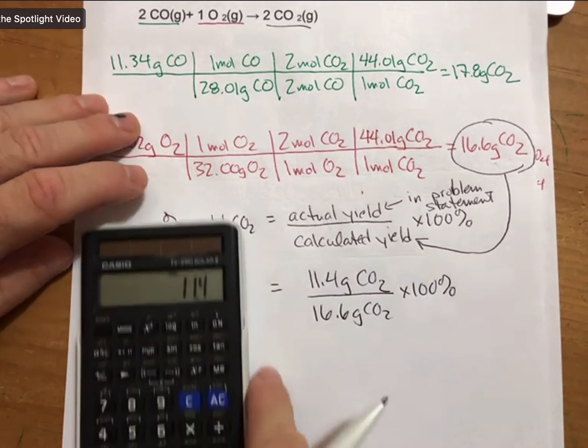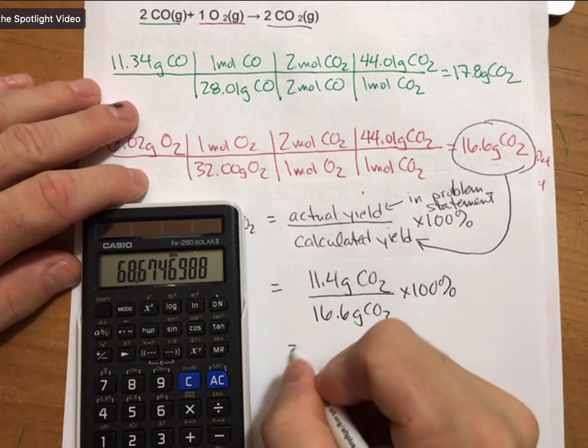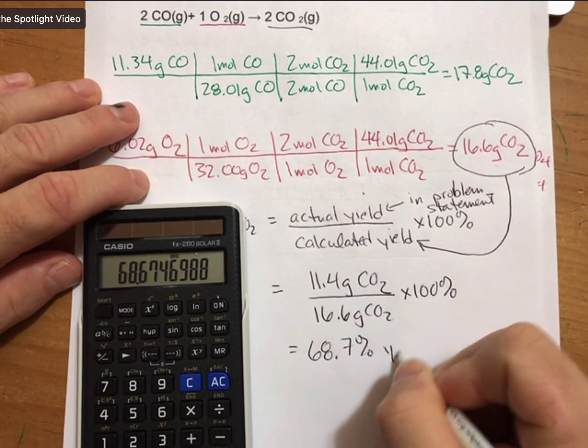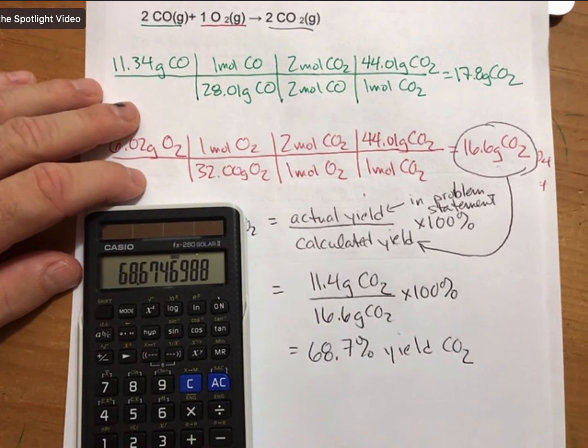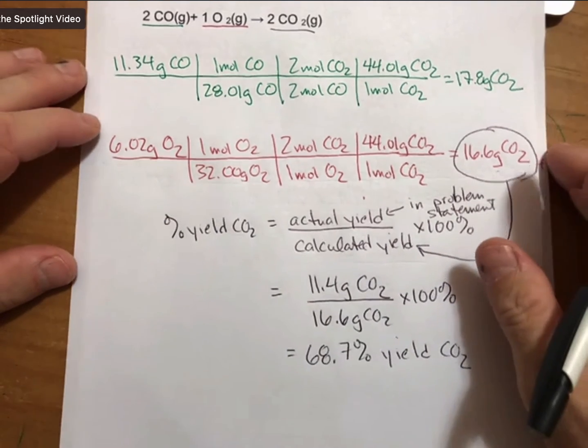So 11.4 divided by 16.6 times 100. I get 68.7% yield CO2 as my answer for this. Any questions about this problem?